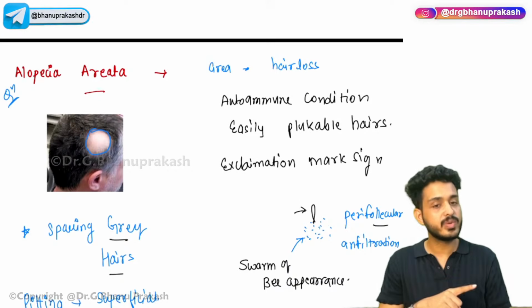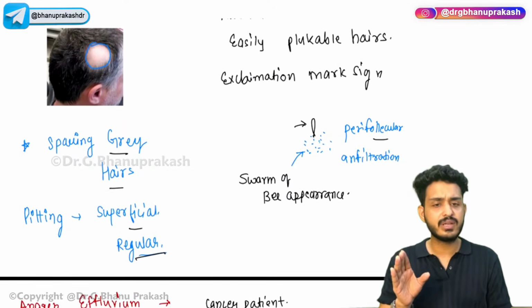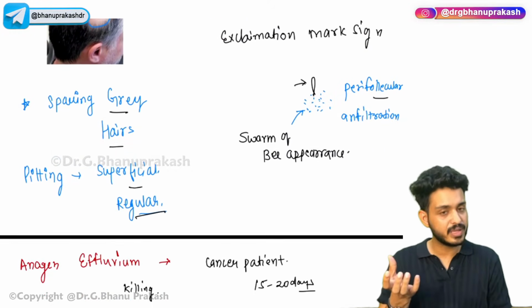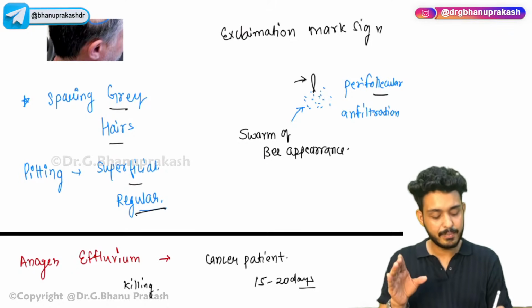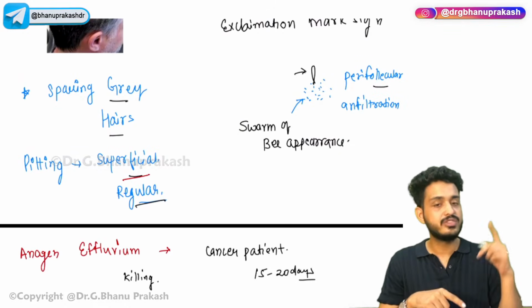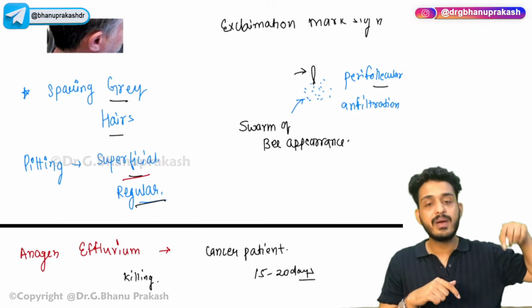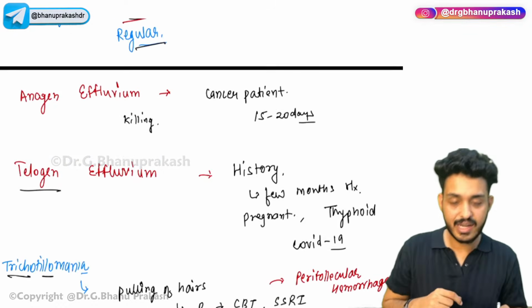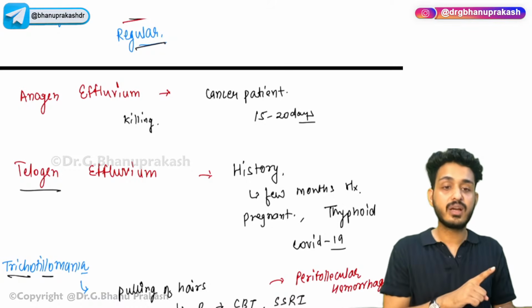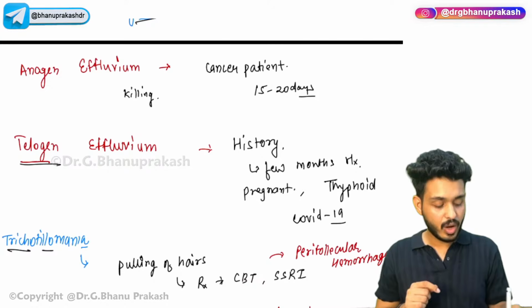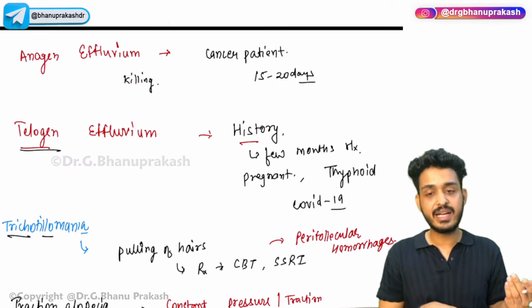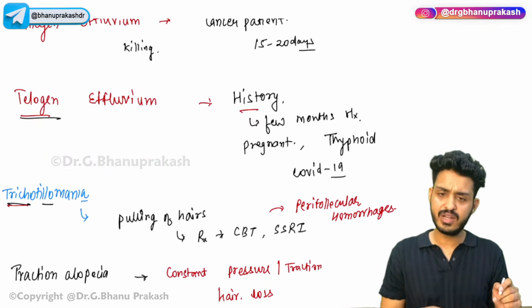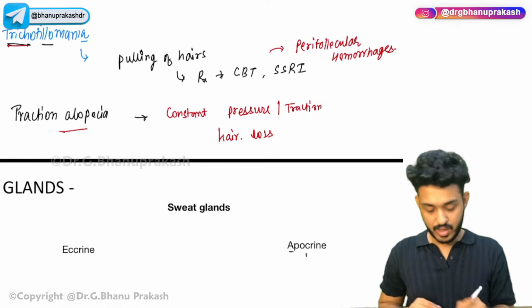Alopecia areata, autoimmune condition. Perifollicular hemorrhage, very, very important. You will be having swarm of bees appearance, exclamation mark sign. Pitting will be superficial, regular. In psoriasis, pitting will be deep and irregular. Next we are having anagen effluvium. Always think in terms of cancer patient. Telogen, always think about the history that is given. Trichotillomania, psychiatric condition. Traction alopecia, we are all set, right?